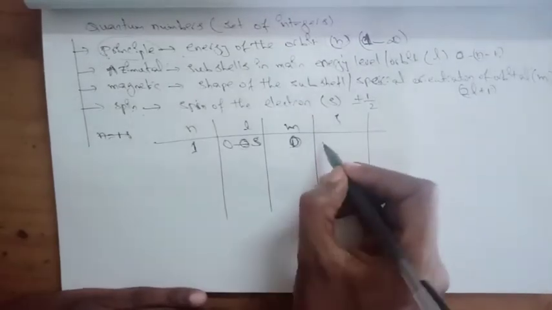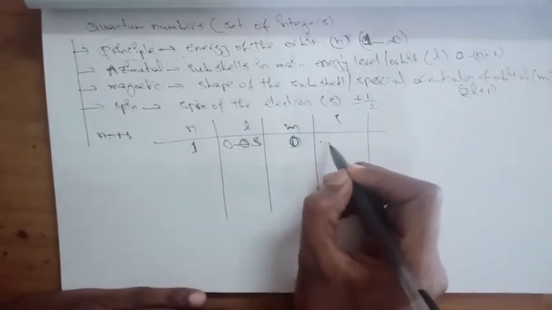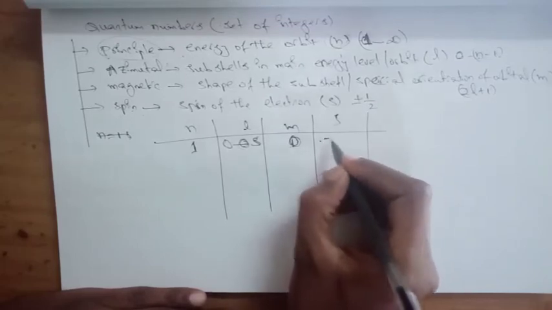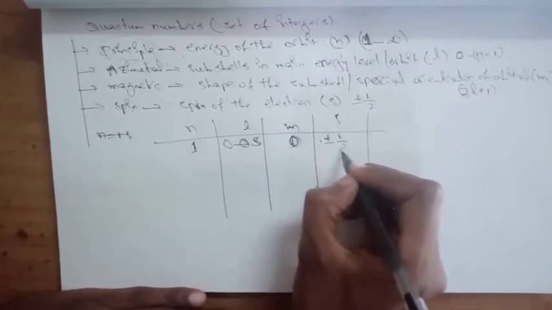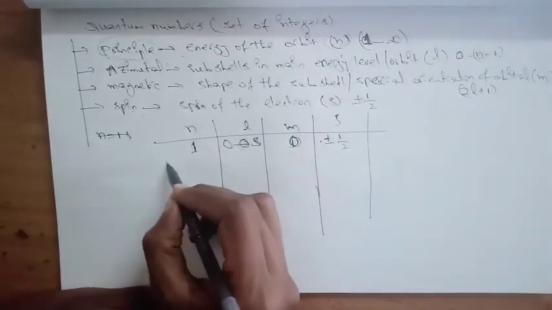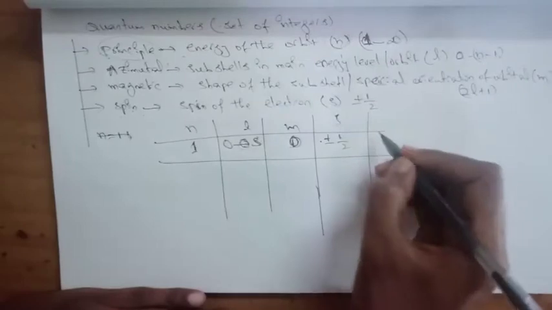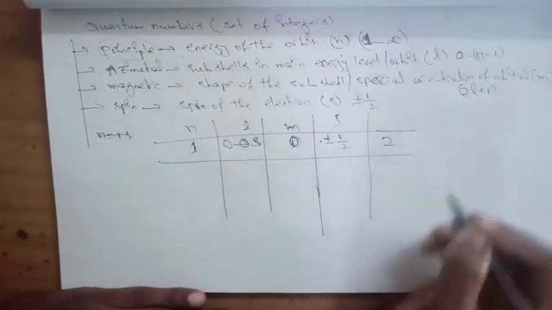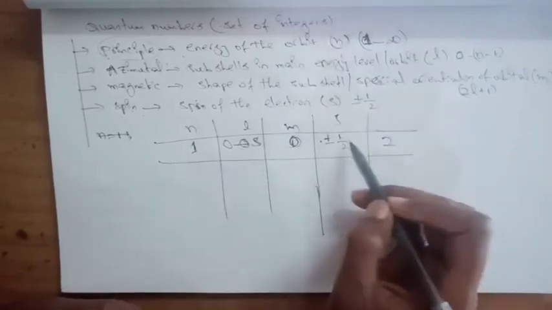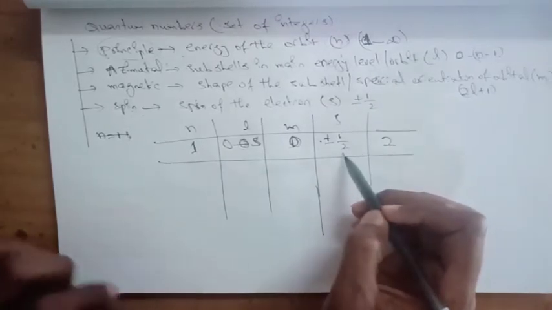The spin quantum number indicates the spin of the electron, which is plus or minus 1 by 2. That means plus 1 by 2 and minus 1 by 2. So when n equals 1, the total number of electrons is 2. There are 2 electrons in this first orbital, one with plus and one with minus.